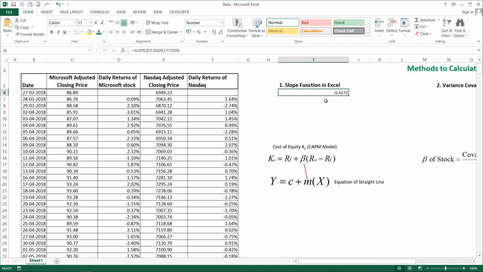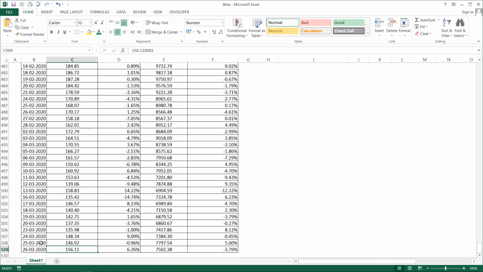So as discussed, market and stock are moving in opposite directions. Let's check this with our data and see the recent closing prices. And we can see here when the market is moving down, the stock is going up. And when the market is up, the stock is moving down.